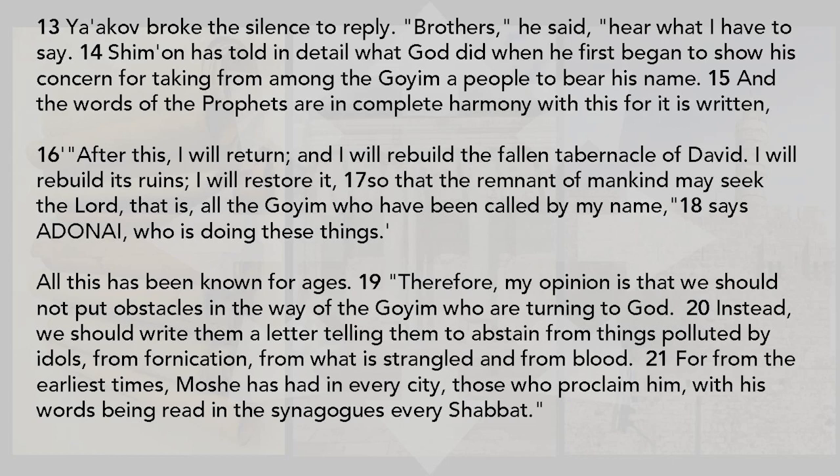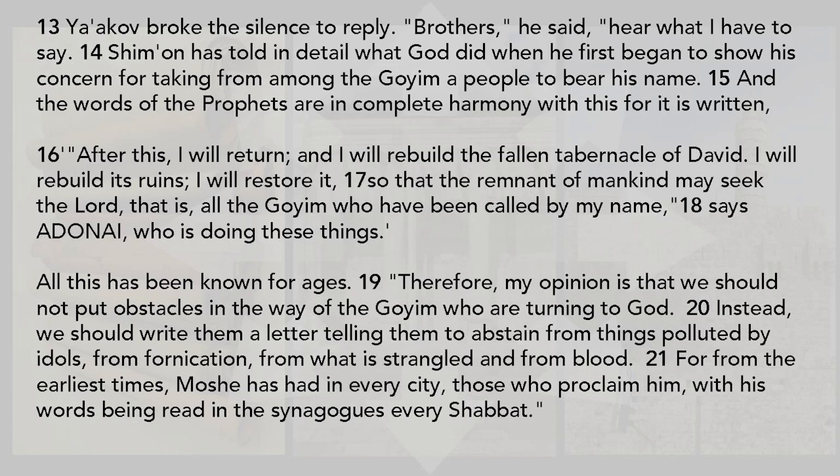Therefore, my opinion is that we should not put obstacles in the way of the nations who are turning to God. Instead, we should write them a letter telling them to abstain from things polluted by idols, from fornication, from what is strangled, and from blood. For from the earliest times Moses has had in every city those who proclaim him, with his words being read in the synagogues every Sabbath day."